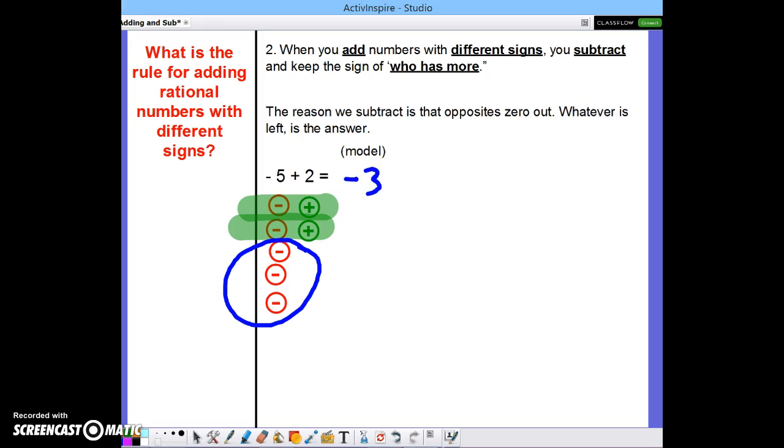So let's use that rule to solve this problem instead of the model. So negative 5 plus 2, my signs are different, I need to subtract. 5 minus 2 equals 3. If I go back and look at the original problem, I had more negatives, the answer is negative 3. So I love the counters, it really illustrates what's canceling, but drawing counters isn't always the best strategy, especially when we're dealing with fractions and decimals.